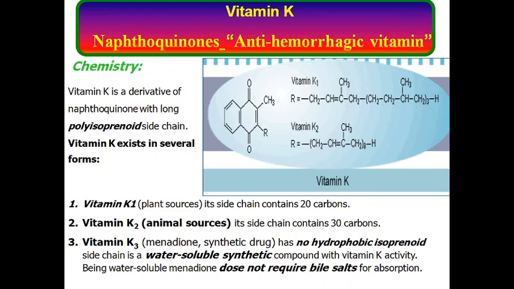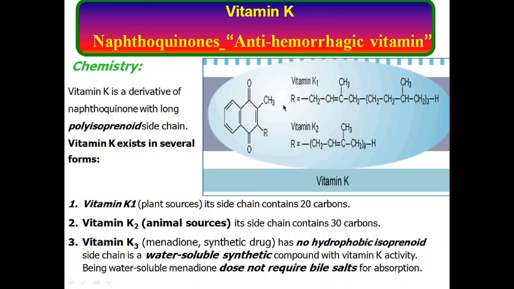Now the last of the fat soluble vitamins is vitamin K. It is termed naphthoquinone, or the anti-hemorrhagic vitamin. Vitamin K is a derivative of naphthoquinone with a long polyisoprenoid side chain. So this is the naphthoquinone and this is the polyisoprenoid side chain. It can be present in several forms.